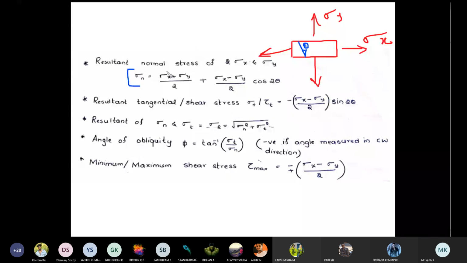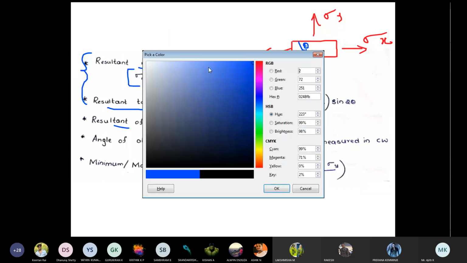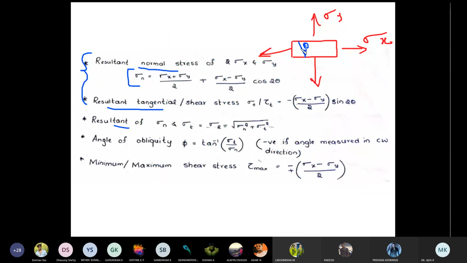And in this equation, sigma n means to consider this plane. In this plane, I cannot calculate a resultant stress value directly. So instead of calculating resultant stress value directly, first I will calculate the resultant normal stress, then we'll calculate resultant tangential stress. So using these two, we'll calculate resultant stress. Resultant normal stress means it is a stress which is acting perpendicular to given plane.